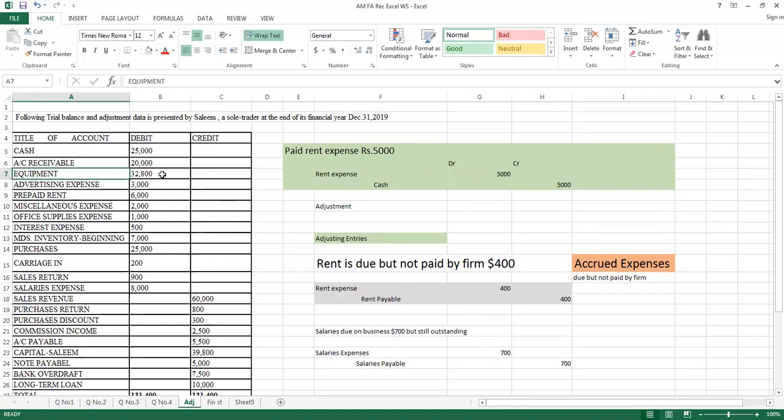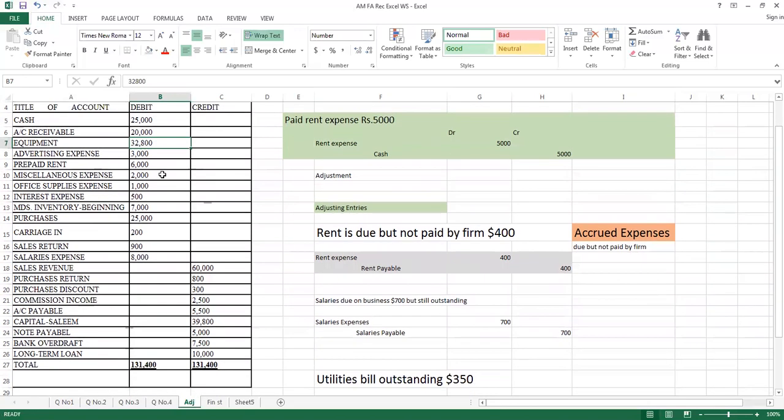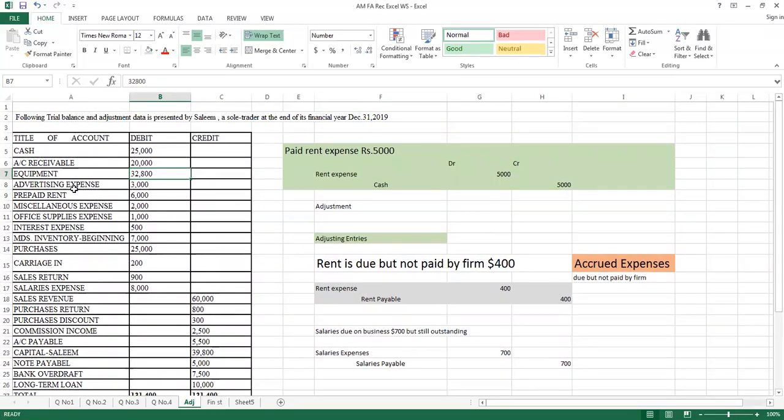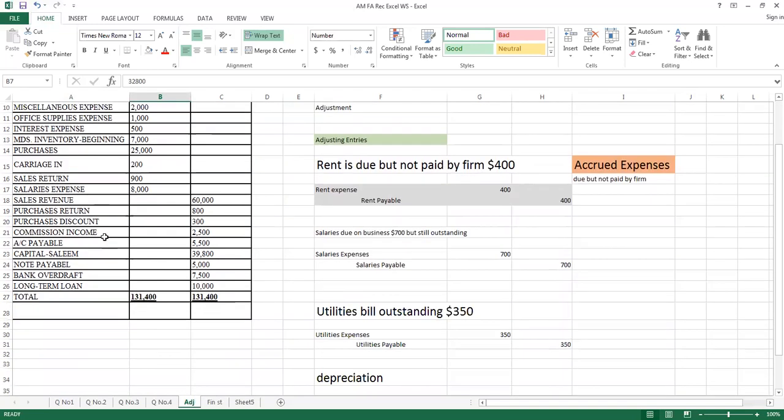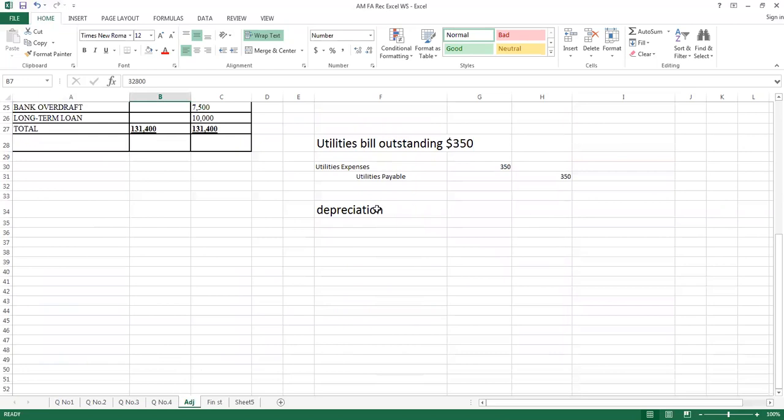You have equipment of 32,800, and you don't have any depreciation expense. It means that you are using this equipment, but you are not recording any expense showing that you are using it. So I have to report depreciation charges on all the fixed assets that I'm using other than land.